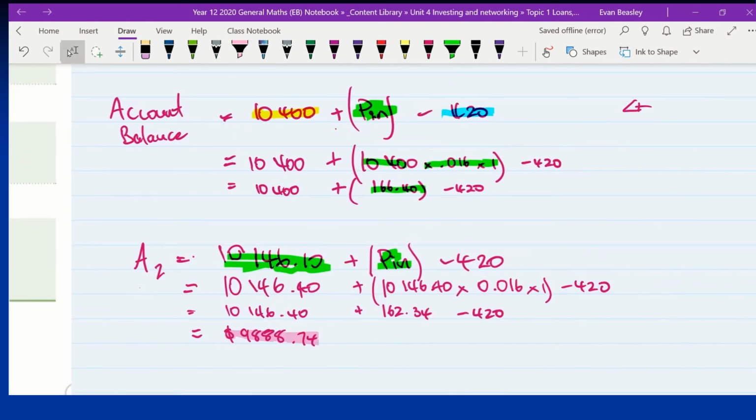At the start of the loan, it was 10,400. After the first compounding, it was 10,146, and 9,888 at the end of the second term. End of the first term, start of the second term. I also want to look at this. This is also called a reducing interest loan because the interest payment has gone down as well. So 166 down to 162.